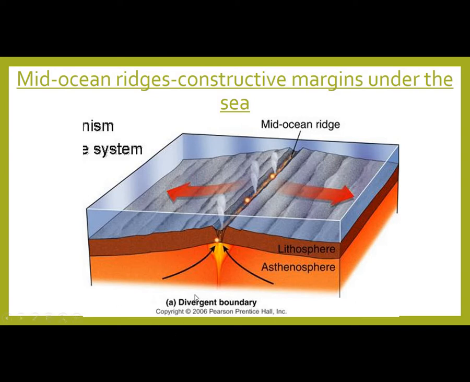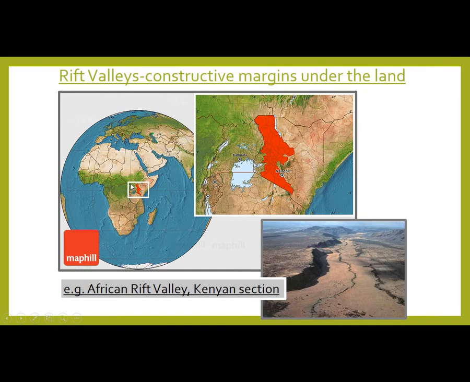Okay, so I said usually constructive boundaries happen under the ocean. And it forms a mid-ocean ridge like this. Occasionally, they happen under a continent. The best example is in this area of Africa. It's called the Great African Rift Valley. What's happening is there is a constructive boundary running here. The convection currents are coming this way and this way, and it's ripping the continent of Africa apart here.